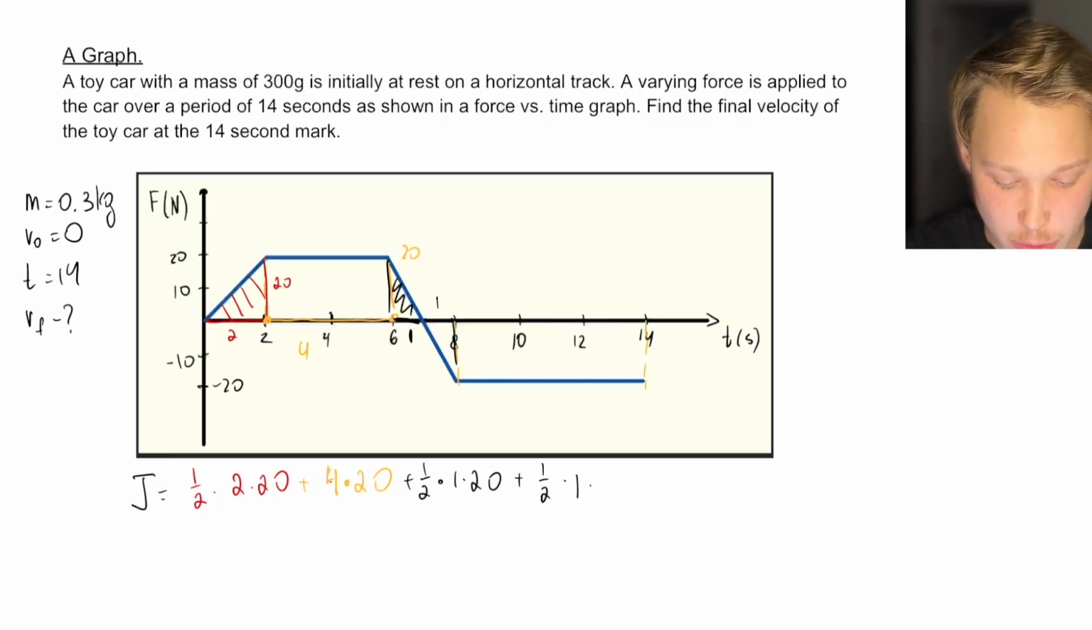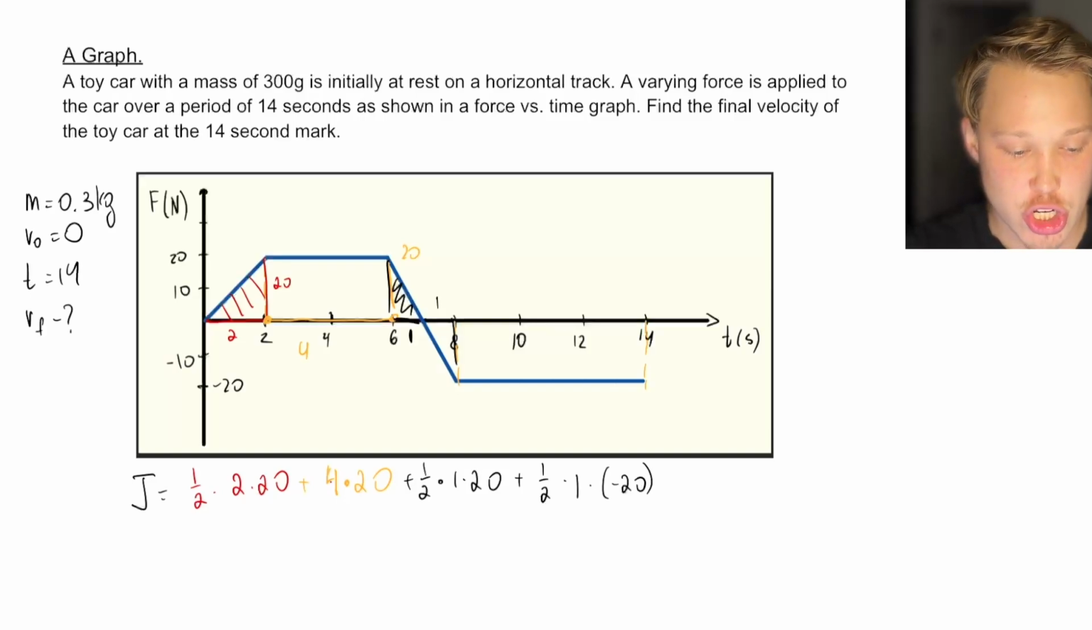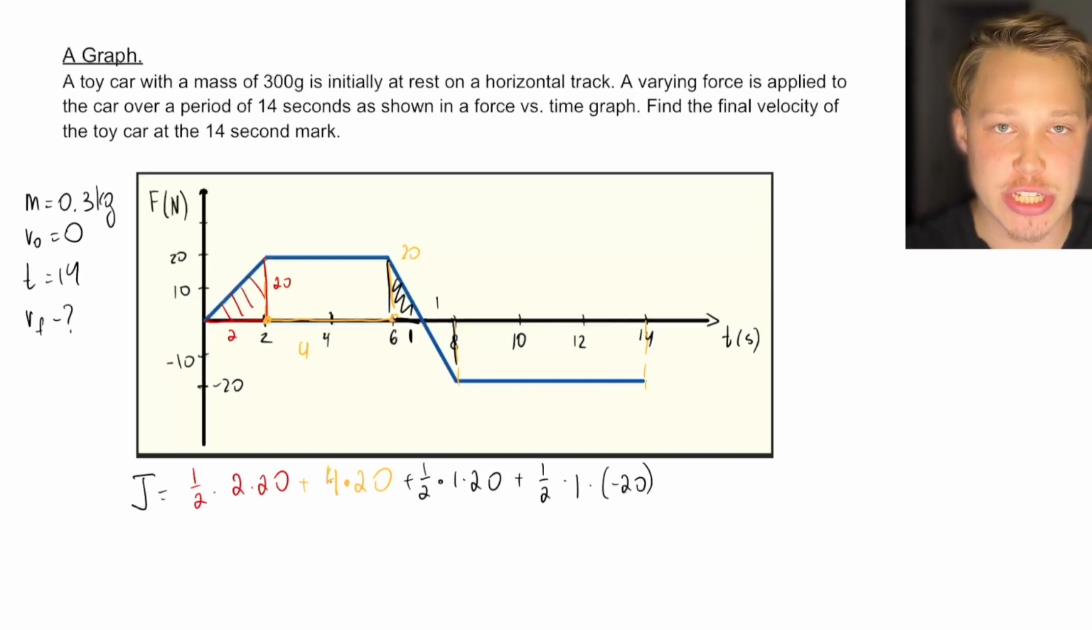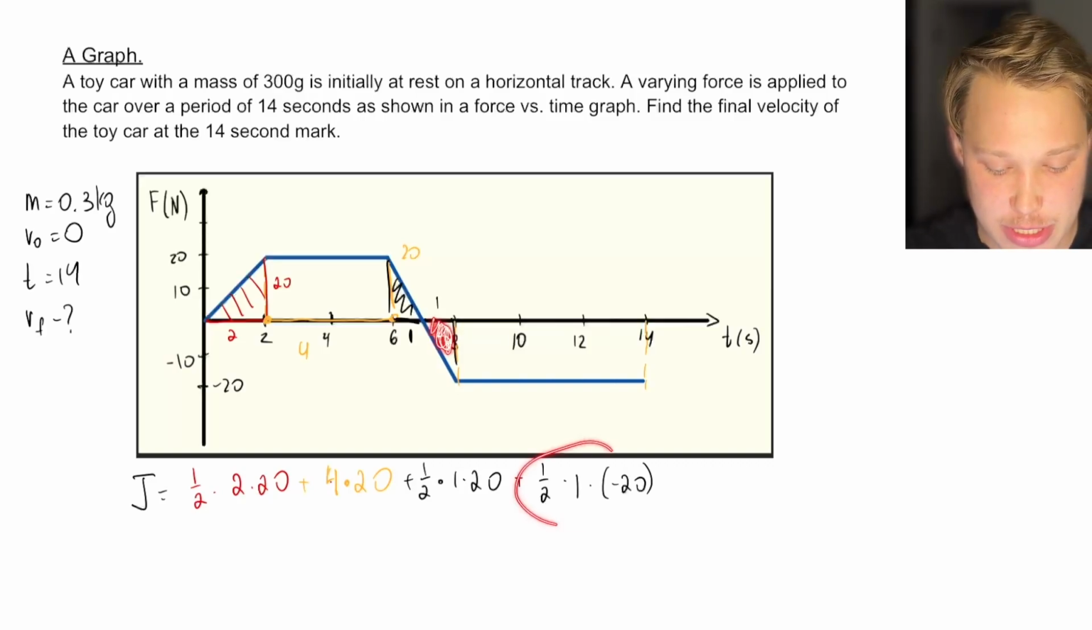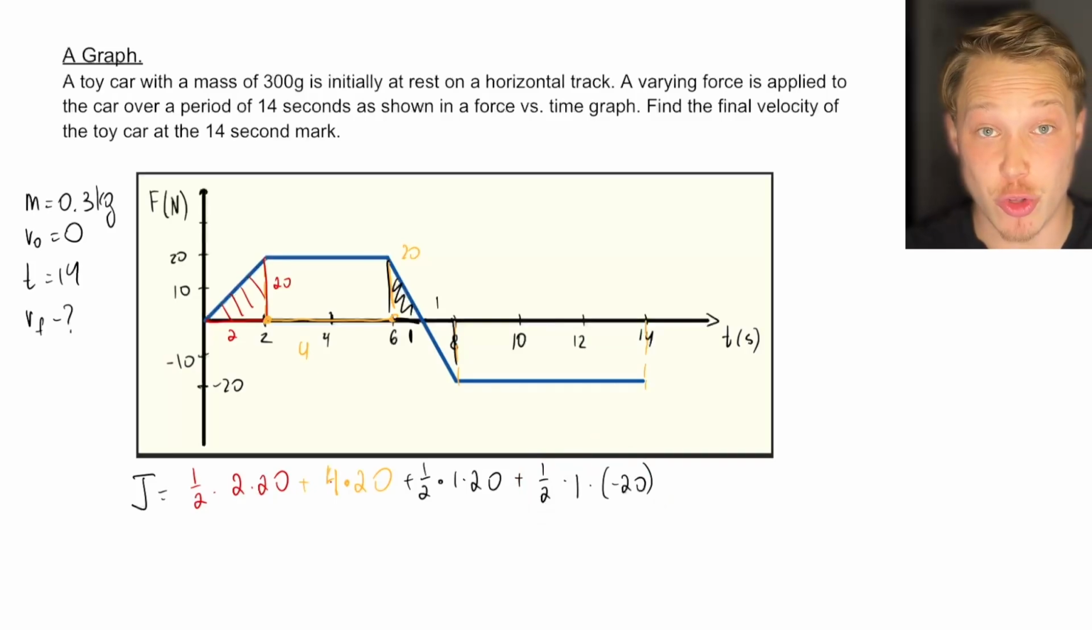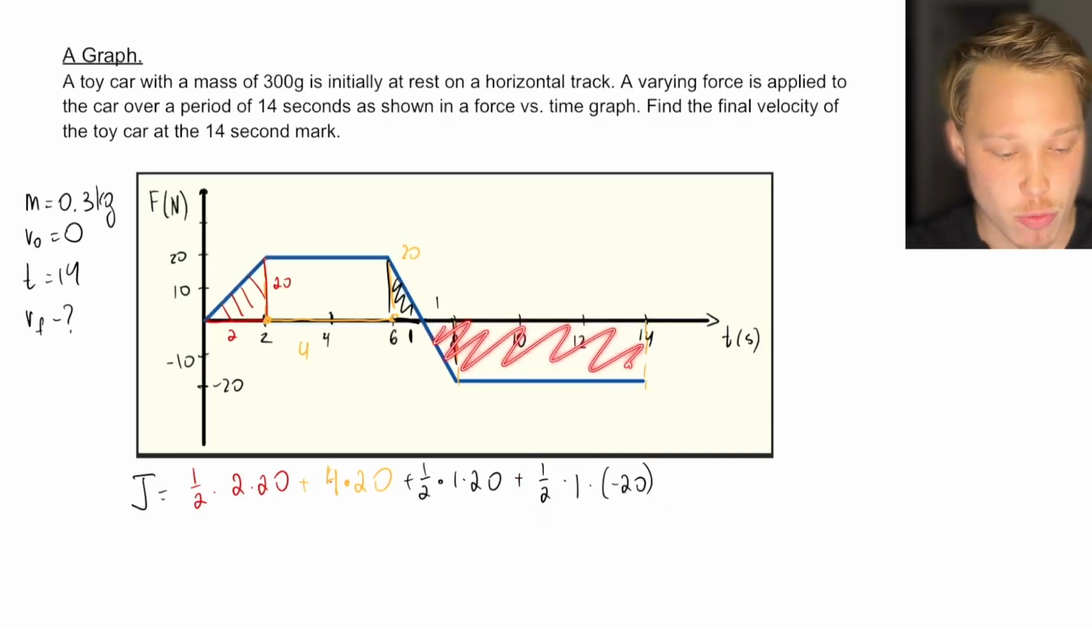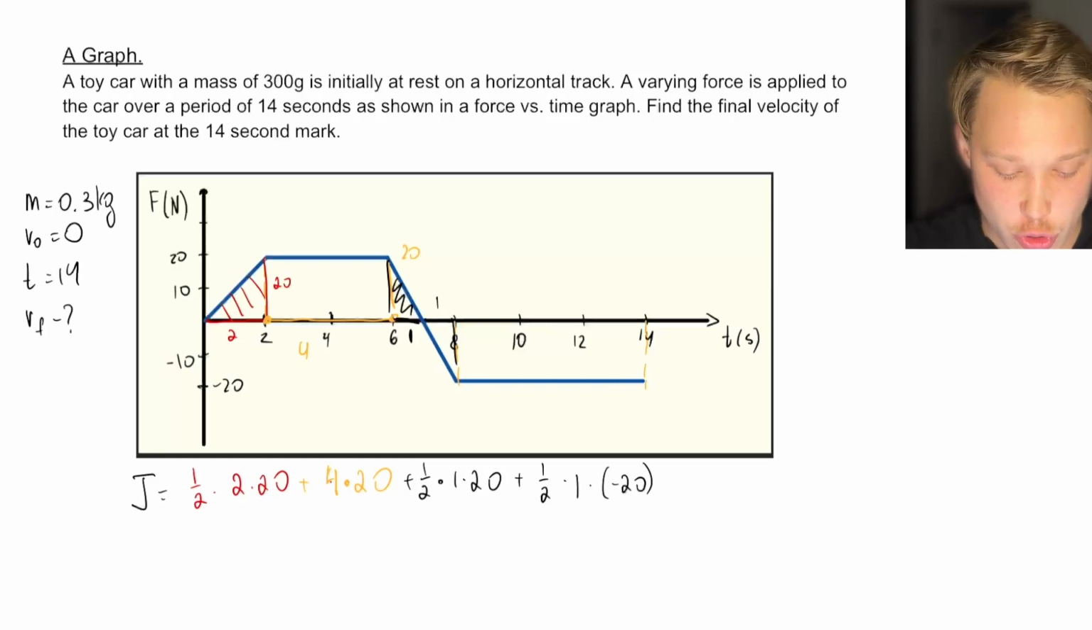Just like force, impulse is a vector, meaning impulse can have a direction. So it can be positive or it can be negative, right? So for this portion of the motion, impulse is negative. So make sure that you include the negative sign if your area is underneath the x-axis, like right here. So notice actually these ones cancel out, right? And then you have the final area over here.